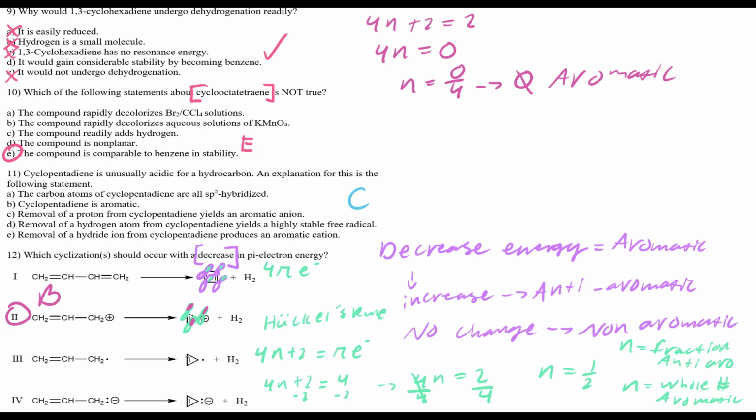Over here, you're conjugated. You have 3 pi electrons. Well, 3 minus 2 is 1, and n is equal to 1/4, which is a fraction. That's bad. Over here, you have 4 pi electrons. So you have 4 minus 2 is 2, and now n is equal to 2/4, or rather 1/2, which is a fraction, okay? So 3 and 4 are wrong, okay? And yes, we'll be doing more Huckel's rule later.